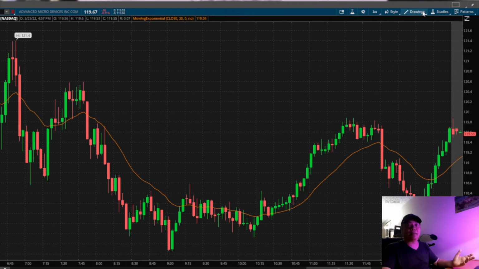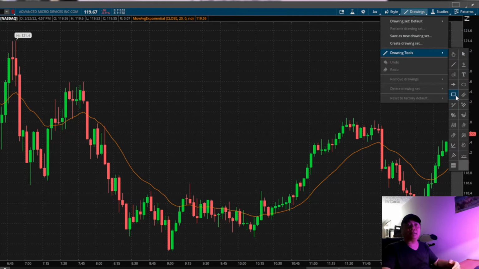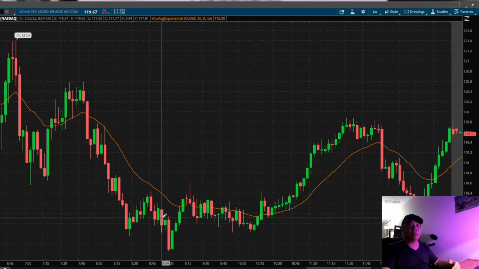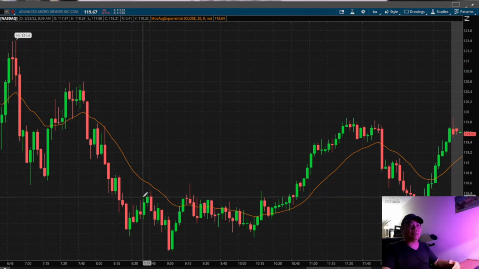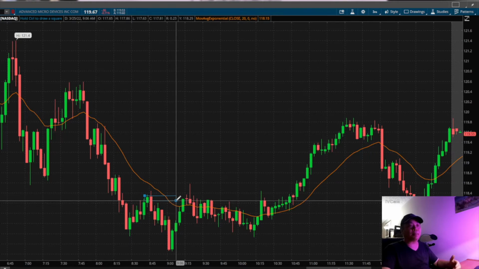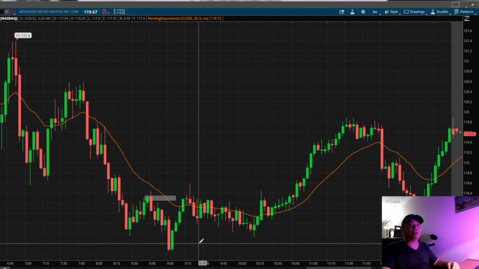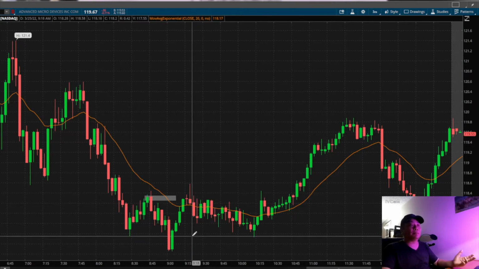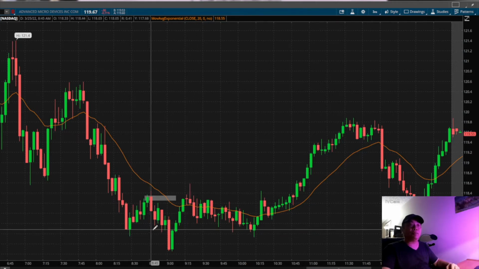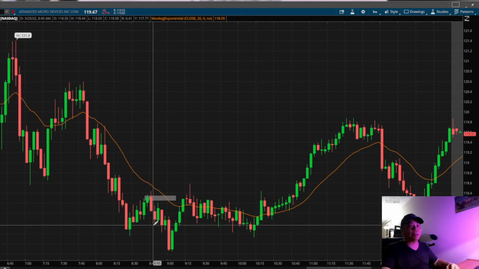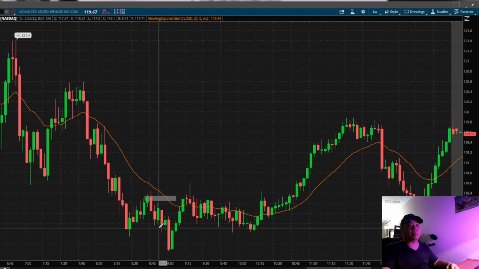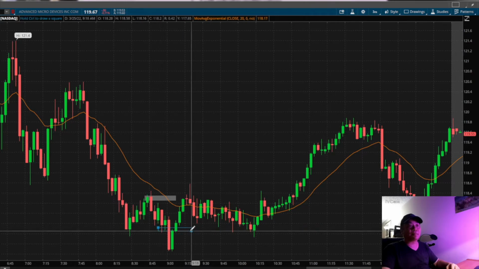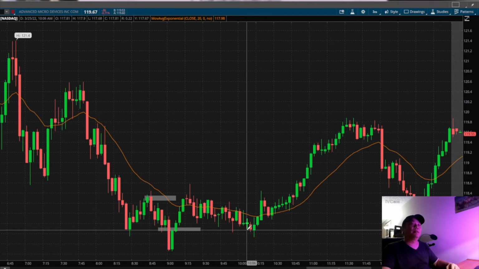So let me change that. I'm going to draw a line on here, and I'm going to use a rectangle as an entry. Let's say that you enter right here. Just an example, it's not that you have to enter here. Let's say that's your entry, and of course we also use risk management. What does that mean? That means we place a stop loss. Let's say the stop loss is right here. So you place a stop loss.